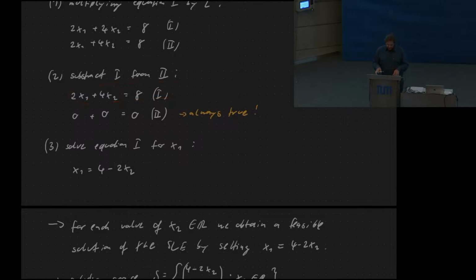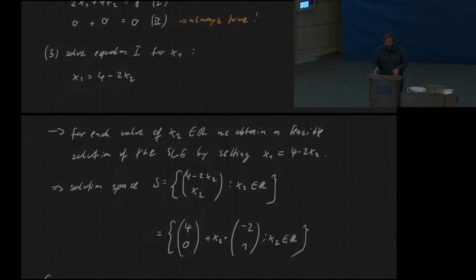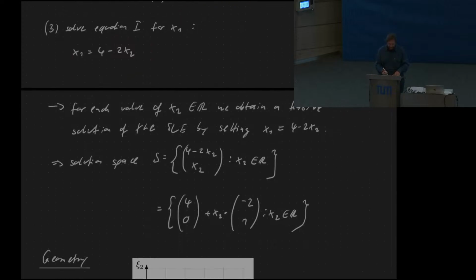And in this case, that means we can solve this for one variable. I opted for x1, you could also do x2. And that means for each value of x2 that we choose, we can compute the corresponding value of x1 such that that pair is a feasible solution. So there is an infinite number of possible solutions. Each value of x2 gives us a corresponding x1 value, and we get an infinite number of feasible pairs here.